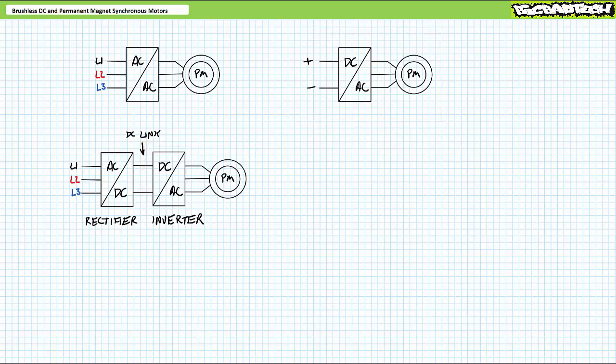With this expanded perspective, I guess the real question is this. Is a permanent magnet synchronous motor really just a brushless DC motor with a rectifier? Or is a brushless DC motor a permanent magnet synchronous motor that lacks a rectifier? The world may never know.